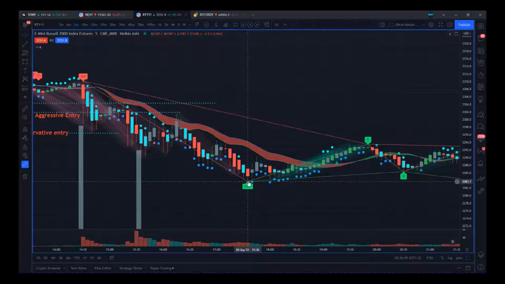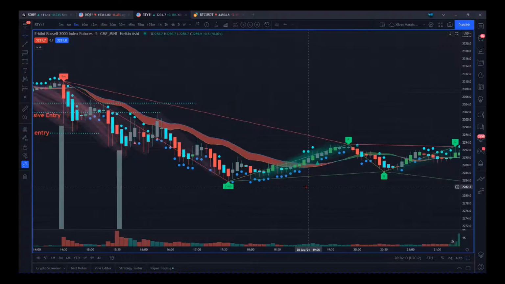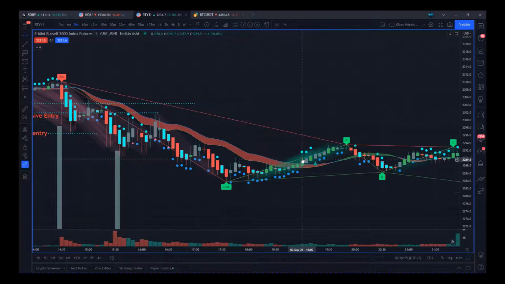This is 17:35. European markets have just closed, and then we start to go sideways on lower than average volume. But then we get this: higher than average volume here, higher than average volume. So this is a time to get out aggressively. A couple of candles later, we see the cloud change to green anyway.